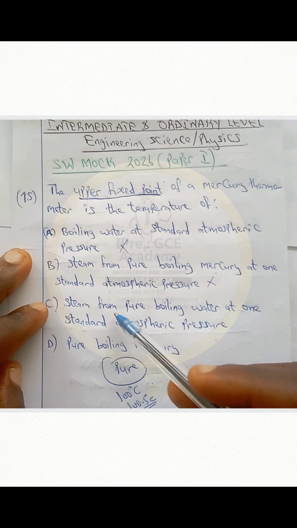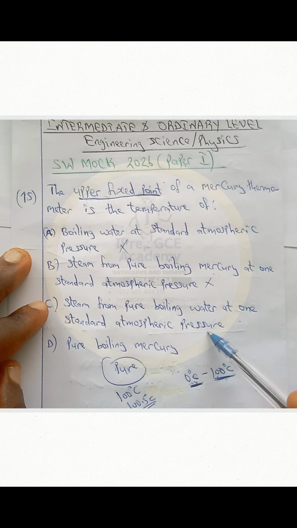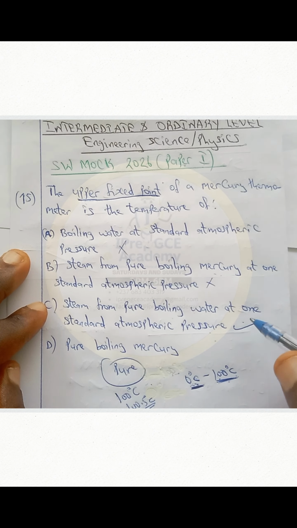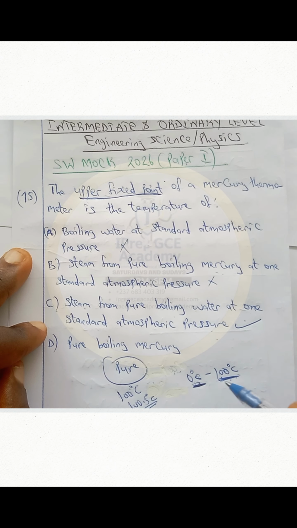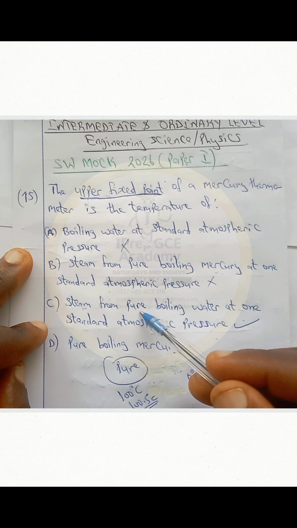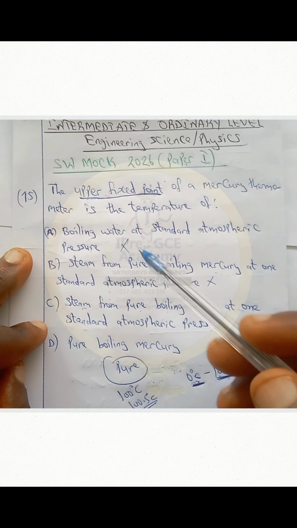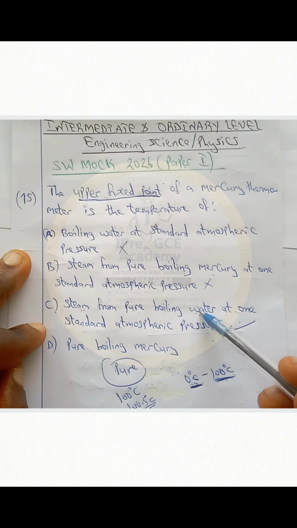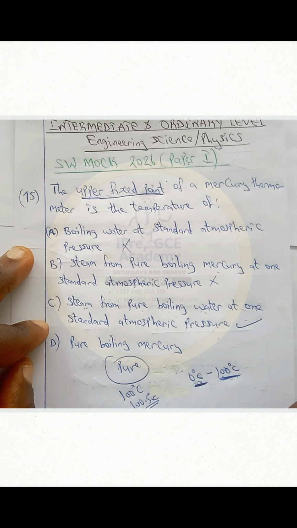The third option says steam from pure boiling water at 1 standard atmospheric pressure. This is the correct option. Why? It talks about steam. The upper fixed point is also called the steam point. So we need steam, not water. So steam is correct. Next, it must be from pure boiling water. You see, pure boiling water, not just boiling water. The reason being that pure boiling water doesn't have impurities, which can alter the boiling point of water.